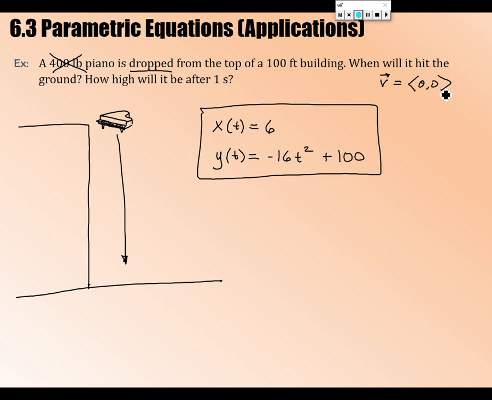All right. Next question. It does ask some other questions here. When will it hit the ground? What are we asking there? We're asking when y is 0. So tell me when it hits the ground. Oh, wow. 100 over 16. Take the square root. 10 fourths, 2.5. So 2.5 seconds is exactly when it hits the ground.